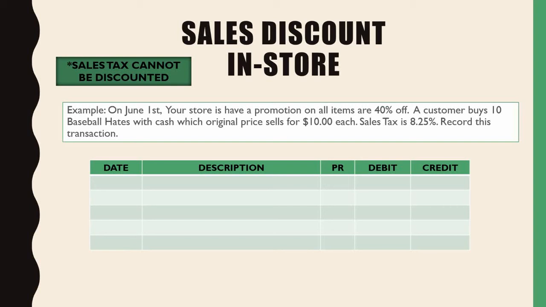transaction? So once again, think about when you go to the store and you're taking a look at your receipt when you buy a product that's on sale, and kind of apply it here. So when we talk about an in-store discount, we're looking right now at 40% off of those 10 baseball hats. So how should we record this?